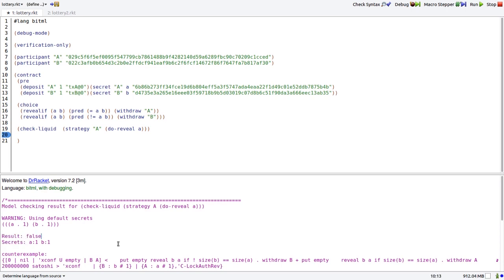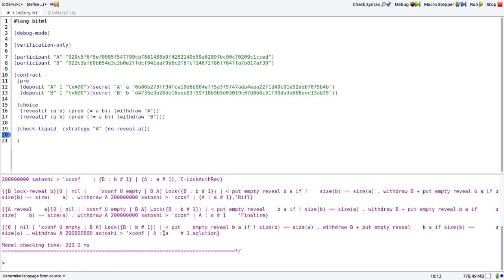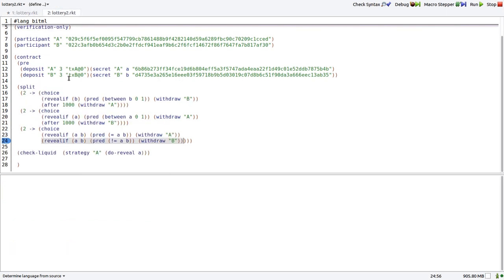The verifier says that the contract is not liquid. This happens because if Bob refuses to reveal his secret, he blocks both branches of the choice. To cope with this issue, we must modify the contract, to incentivize Bob to reveal. To this purpose, we ask Bob to deposit a collateral of 2 Bitcoins, and pay it to Alice if he does not reveal before a certain deadline. We do the same on Alice's side.